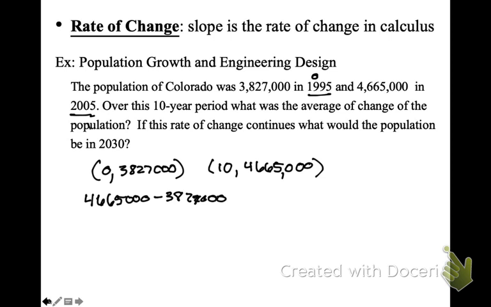Wait, which formula did we use? The slope formula, because we want the rate of change. Not point-slope. Slope. It's m equals y2 minus y1 over x2 minus x1. Oh, okay.